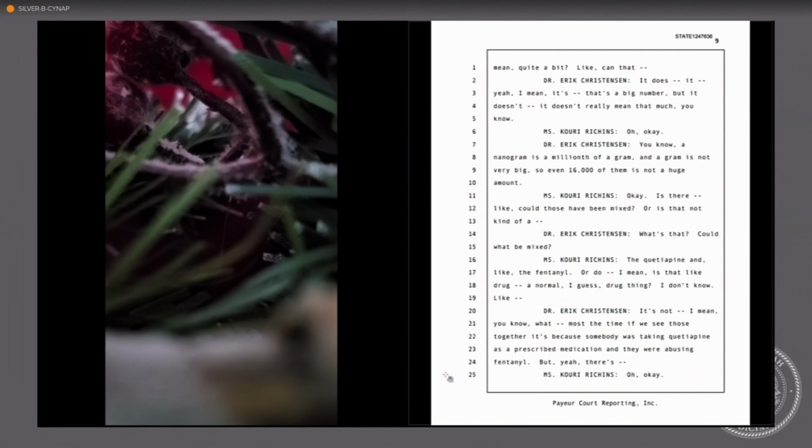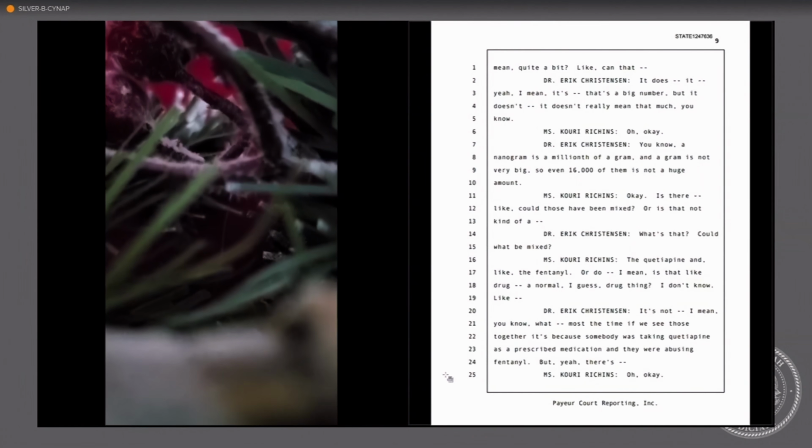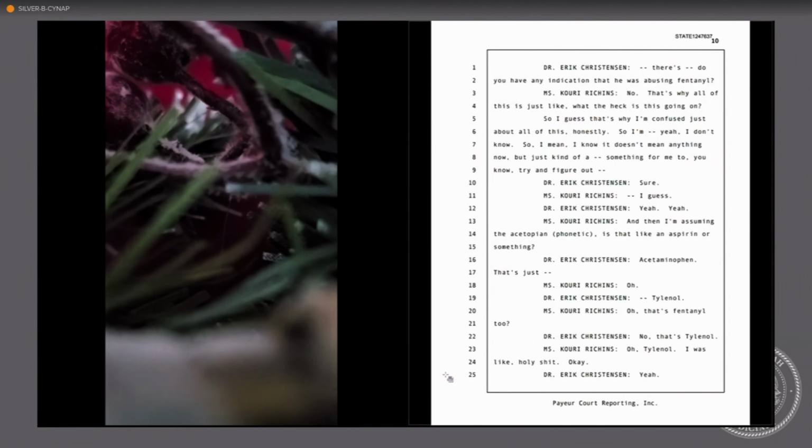Okay. Could those have been mixed? Could what be mixed? Quetiapine and the fentanyl? Or is that like a normal drug thing? I don't know. Most of the time if we see those together, it's because somebody was taking quetiapine as a prescribed medication and they were abusing fentanyl. But do you have any indication that he was abusing fentanyl? No, that's why all of this is just like, what the heck is going on? So I guess that's why I'm confused about all of this, honestly.